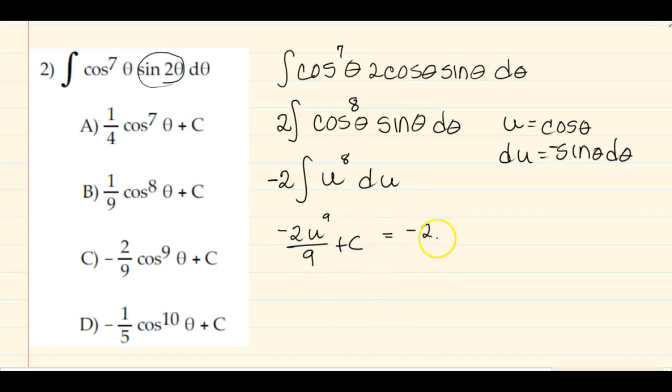or negative 2 over 9 cosine of theta to the 9th power plus c. And we can see our answer will be C. And that concludes this video.